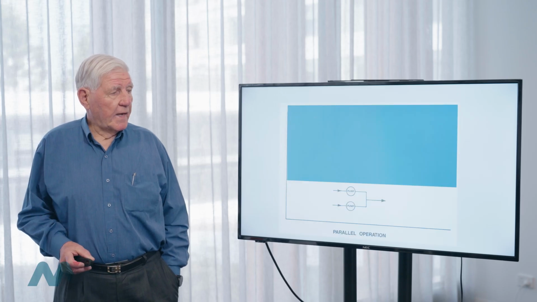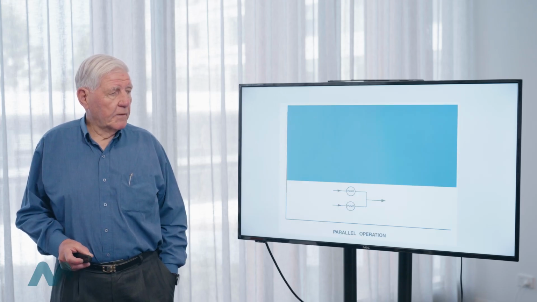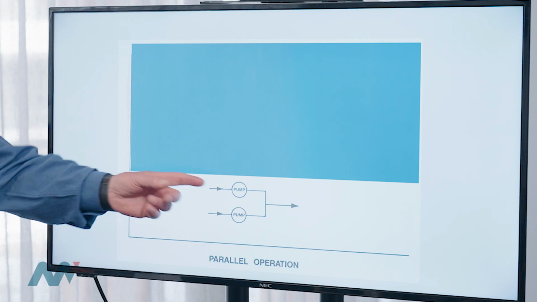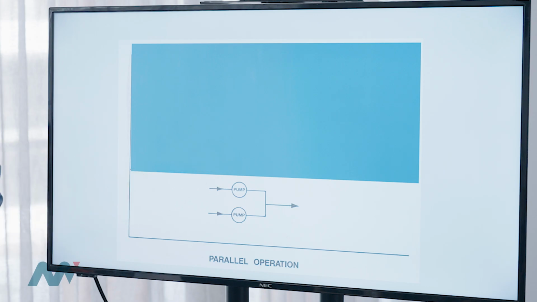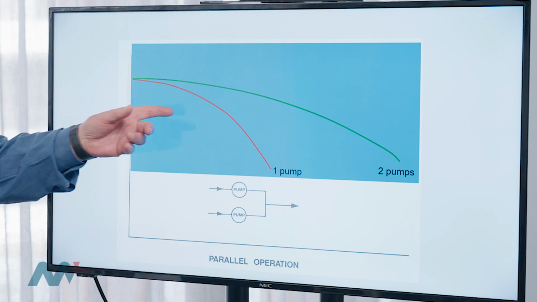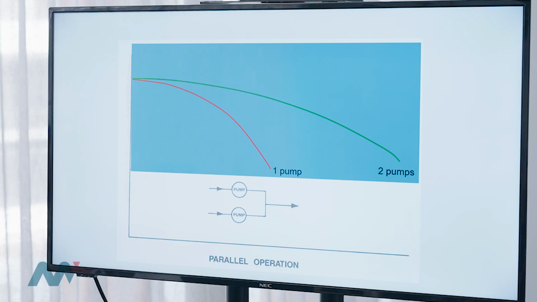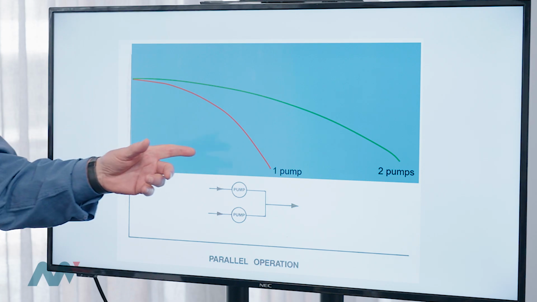So if we look at that in terms of a performance curve, here we've got our two pumps and they discharge into a common delivery line. The first pump curve is shown by that line. So that's the single pump curve. The two pump curve is the two pumps operating, you get double the flow at the same head. So at any head condition, you double the flow.